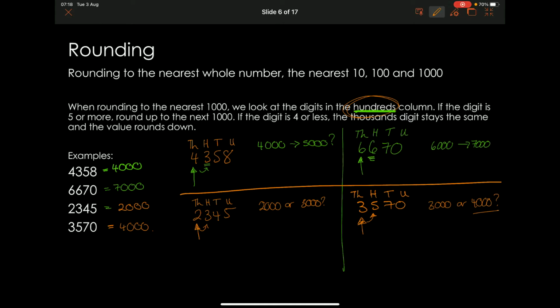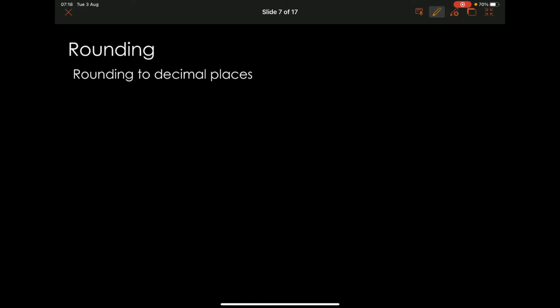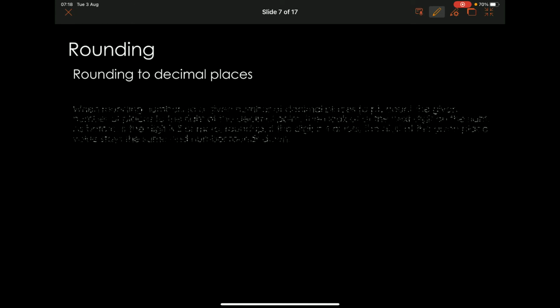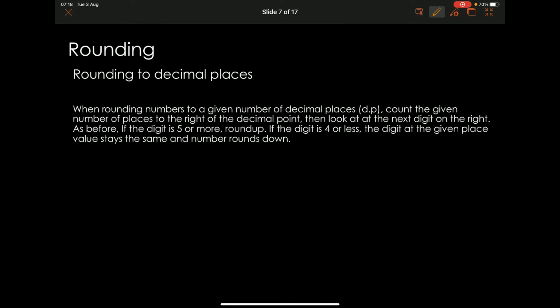Right, I hope you're still with me so far. That's not too bad, rounding to the nearest whole number, 10, 100 and 1,000. What we're going to do now is look at rounding to certain decimal places. You still use the same rule. When rounding numbers to a given number of decimal places, count the given number of places to the right of the decimal point. Then look at the next digit on the right.